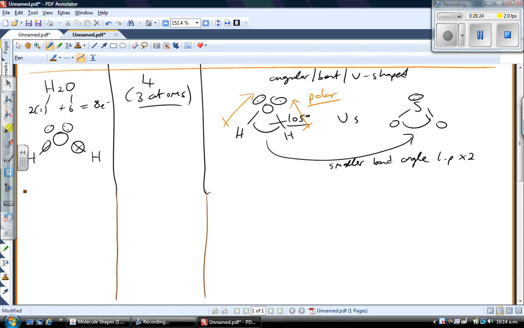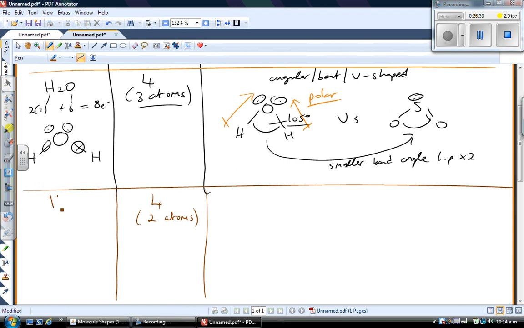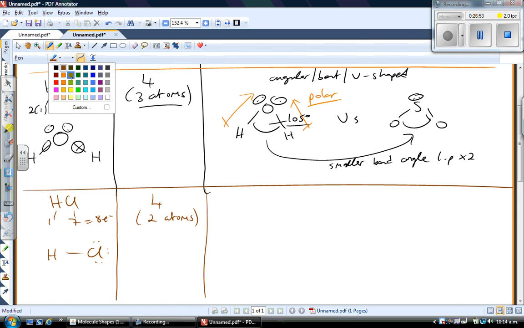The last scenario we want to look at will be 4 electron clouds, 2 atoms. An example for this is HCl. In this case, hydrogen is 1, chlorine is 7, so 8 valence electrons. There is no element to go in the center here, but you do need to make sure you have 8 electrons in your Lewis diagram, which we do. The 4 electron clouds may not be that obvious to see initially, but they're here: 1, 2, 3, and 4. So that's your 4 electron clouds in your 2 atoms.